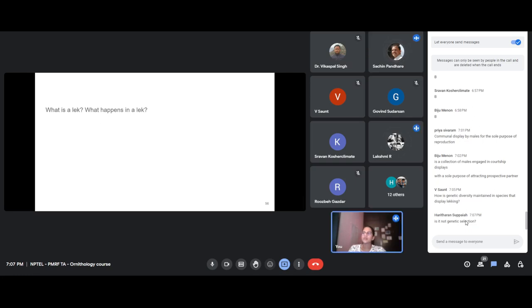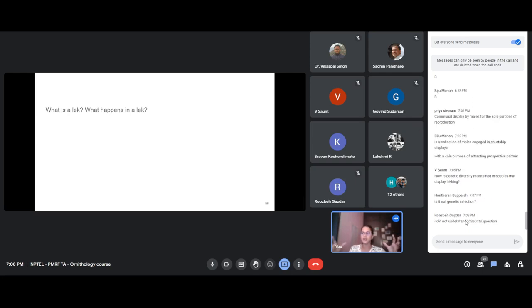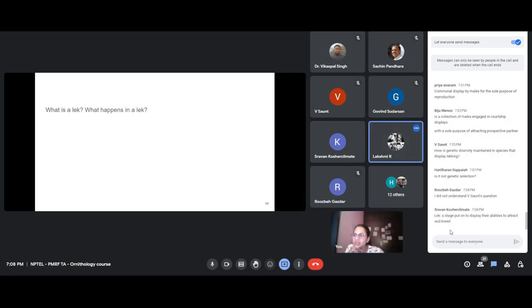Okay, I think there are two things being addressed here. One is the immediate fitness of an individual, and then you have population level fitness, right? So genetic diversity fills in at the population level. And also, okay, we're having multiple questions.